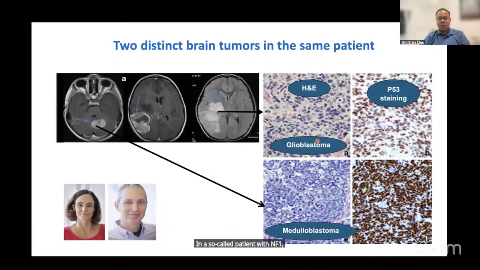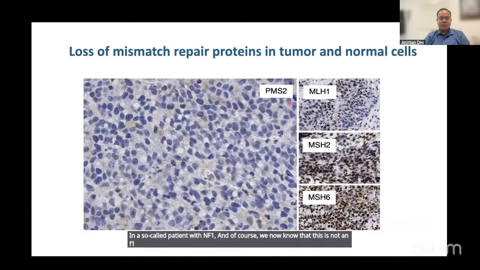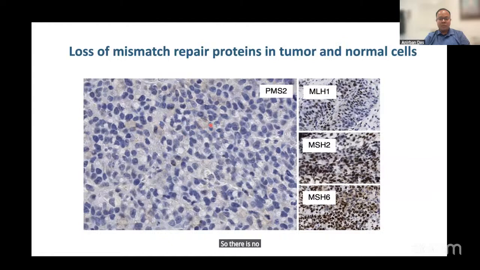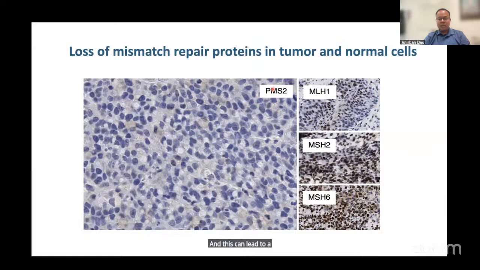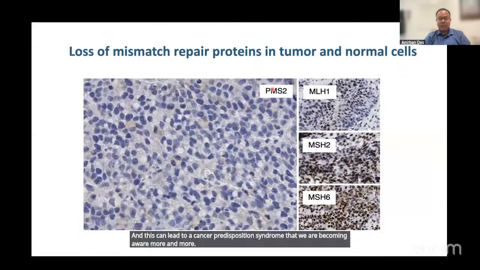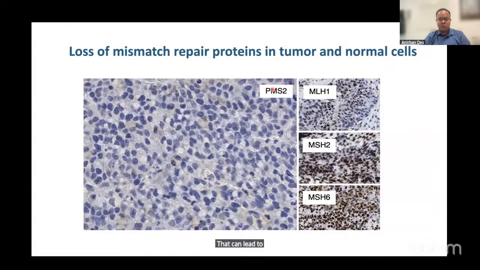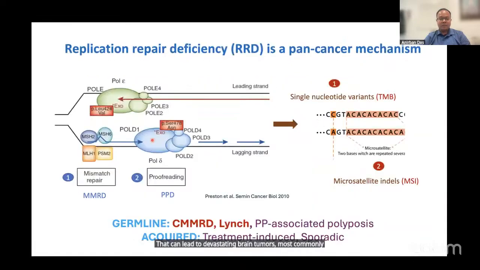And of course, we now know that this is not NF1, but something known as constitutional mismatch repair deficiency, where these four MMR genes, which are very important for maintaining DNA fidelity, and one of them may be lost in the tumor and in the germline of the patient. So there is no expression of PMS2 in this tumor, which otherwise should look like brown dots when the protein is actually expressed. And this can lead to a cancer predisposition syndrome that we are becoming aware of more and more, that can lead to devastating brain tumors, most commonly pediatric high-grade gliomas.